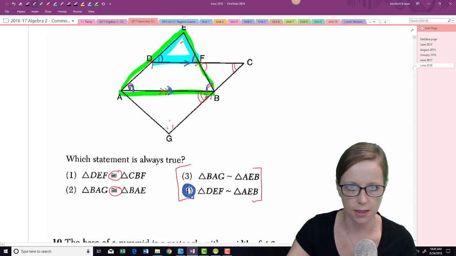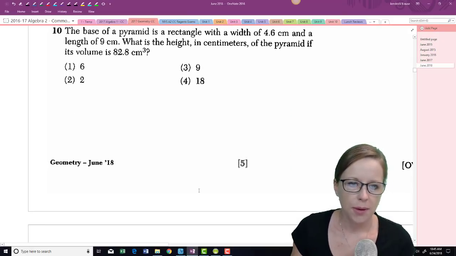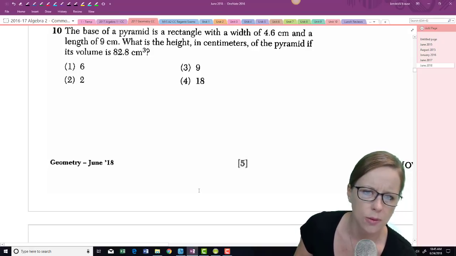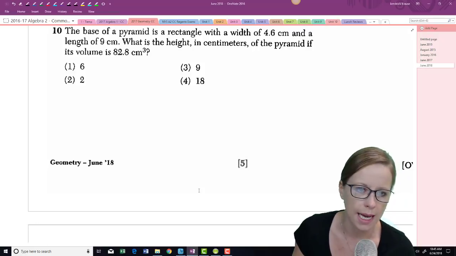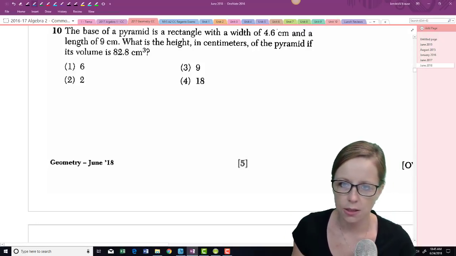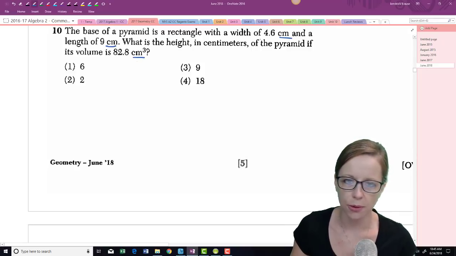That picture is just a pain. All right, so the base of a pyramid is a rectangle with a width of 4.6 centimeters and a length of 9 centimeters. What is the height in centimeters of the pyramid if its volume is 82.8 centimeters cubed? Okay, check your units. Centimeters, centimeters, centimeters cubed. I feel pretty confident.